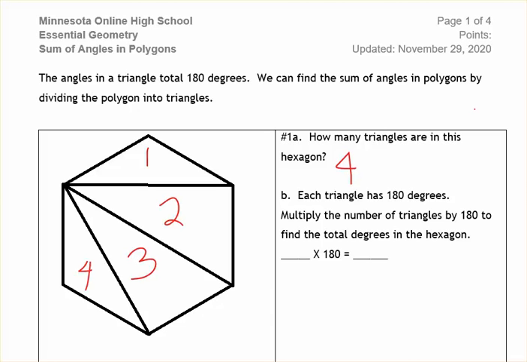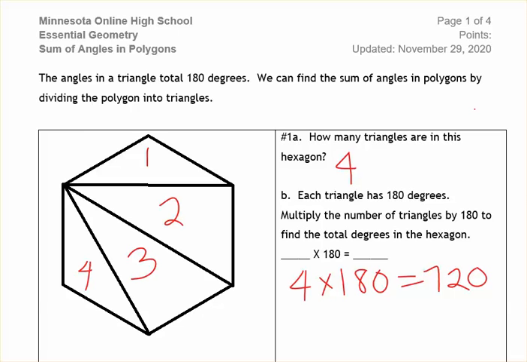Remember, each triangle has 180 degrees. This means I can find the sum by multiplying the number of triangles by 180 to find the total number of degrees in my hexagon. I'm going to take 4 times 180. That tells me there's 720 degrees total in this hexagon.